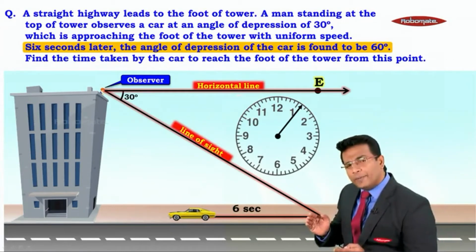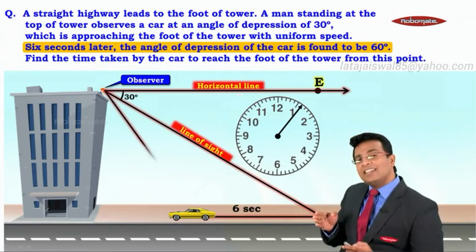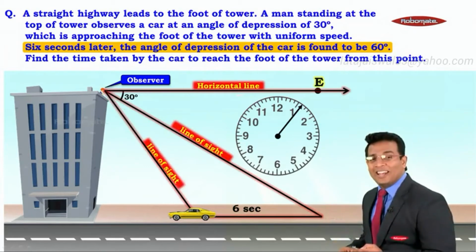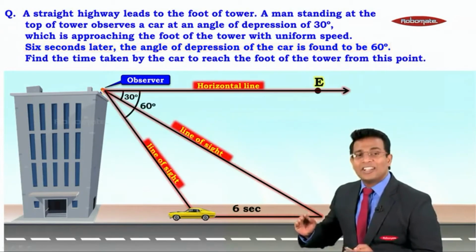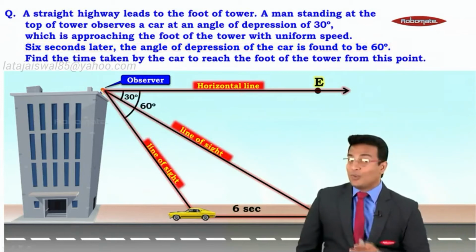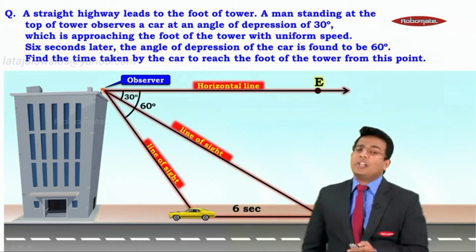From that point, when the observer is observing this car again, this time the line of sight makes an angle with the horizontal line. That angle of depression here is given as 60 degree. Wasn't that interesting? Very nice, right? Beautiful. So, good observation. So, you have an angle of depression as 30 and then coming to 60.